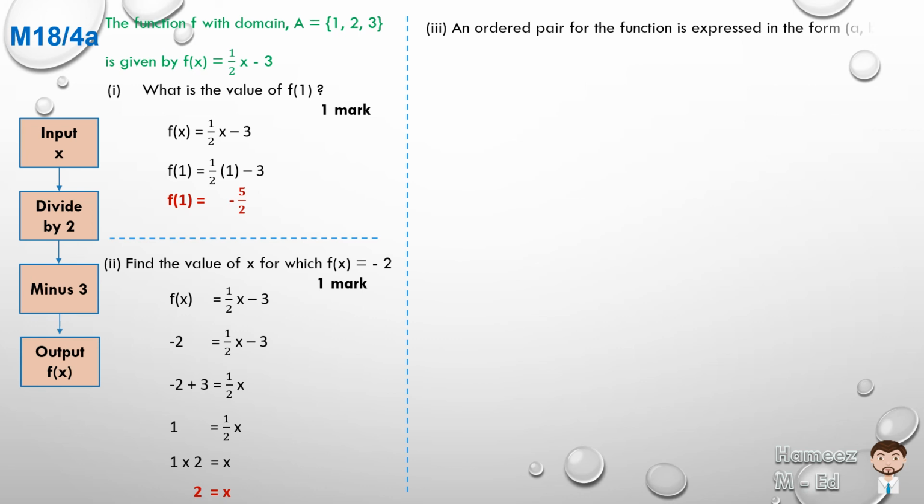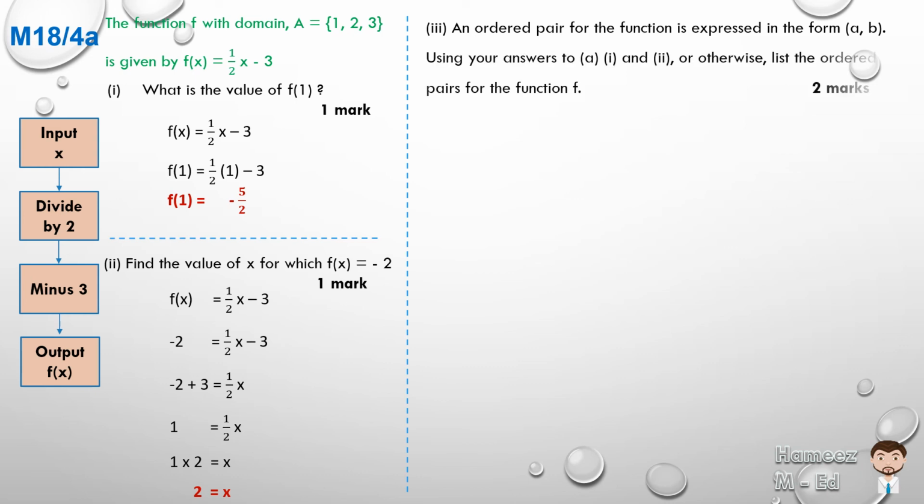For part 3 of the question, an ordered pair for the function is expressed in the form a, comma b. So the x value will be a and the y value b. Using your answers to part 1 and part 2, or otherwise, list the ordered pairs for the function f.